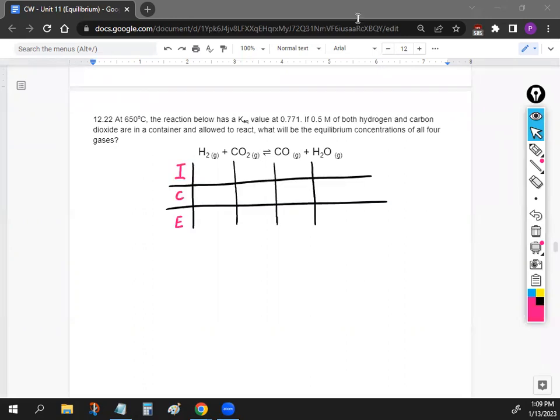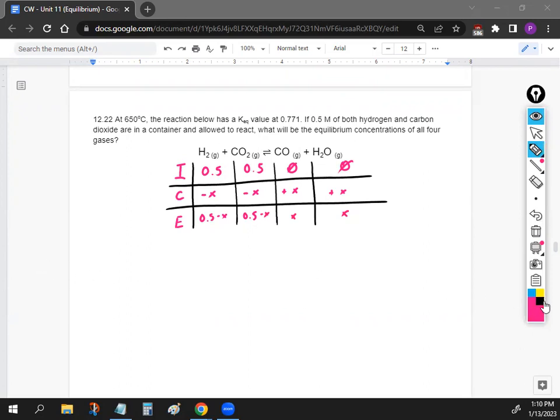So let's set up our ice table. You guys should have seen that both hydrogen and carbon dioxide are 0.5 molarity. And then we got 0 here, 0 here. That's it. You guys chilling? Okay. Now, the change is going to be minus X for the 2 reactants because this is a 1-to-1 relationship, and plus X, plus X. So that means at the very end, you're going to get 0.5 minus X, 0.5 minus X, and then X and X.